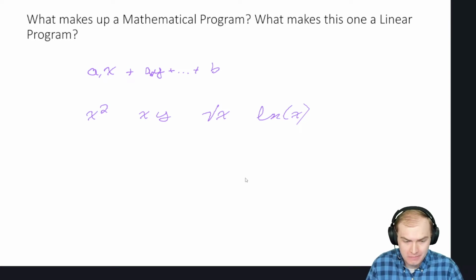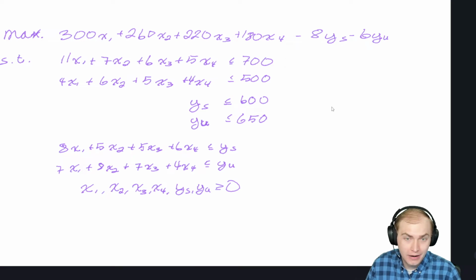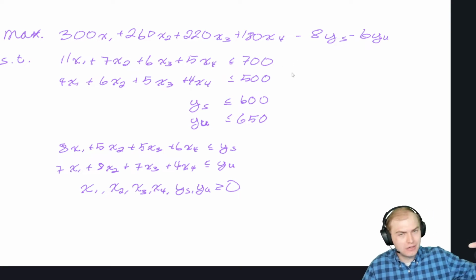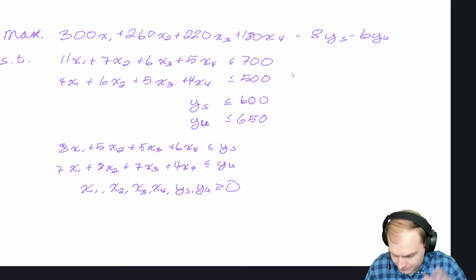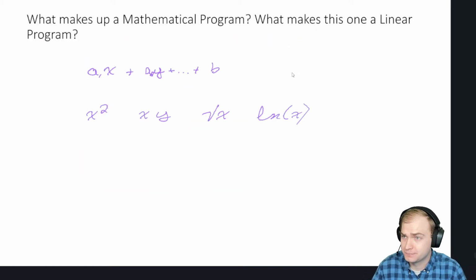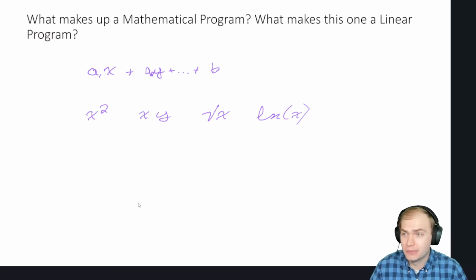So a linear program is one where the objective is linear, the left-hand side of the constraint is linear, and the right-hand side is a constant. Now, we will do problems where we'll have a variable on the right-hand side, but the idea is that we could subtract that off and move it onto the left-hand side. We'll deal with that when we get there. So linear programs are what we're dealing with.